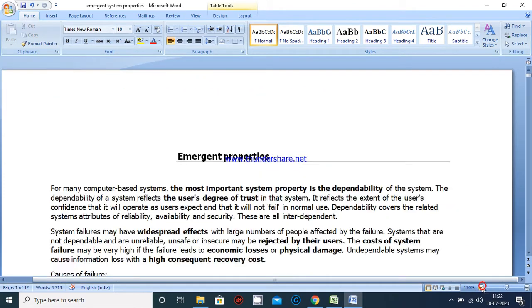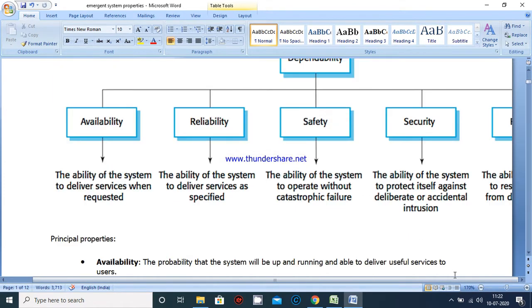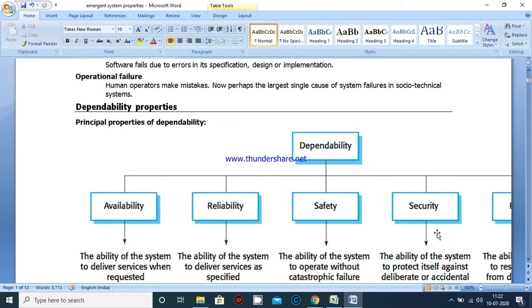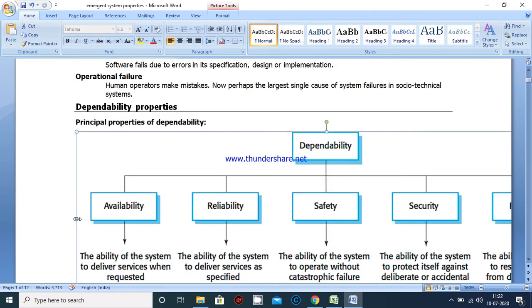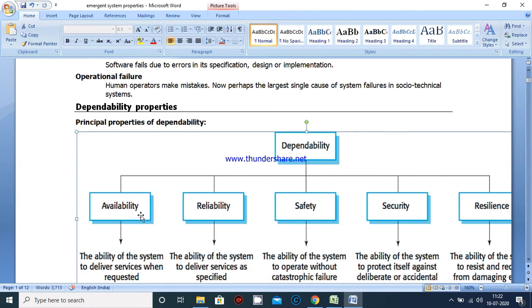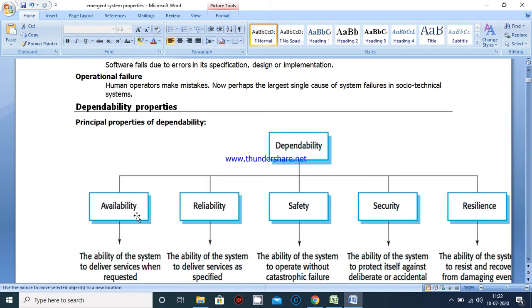I think this diagram should be visible to you. I'm just minimizing it. I should minimize the image that I have made here.